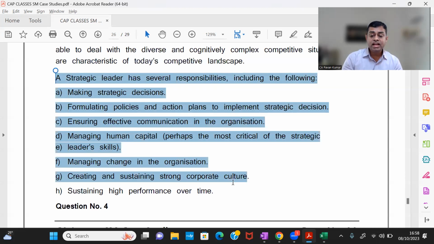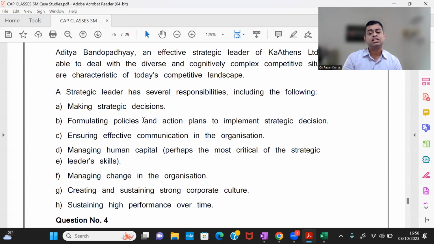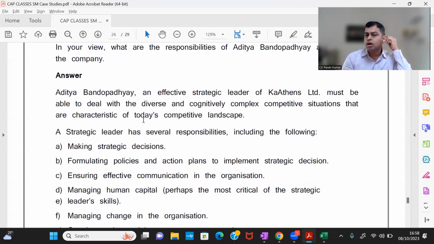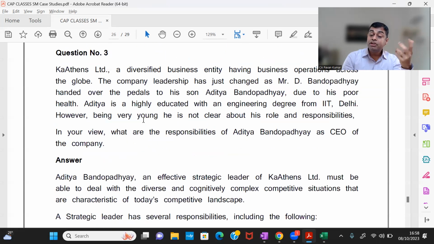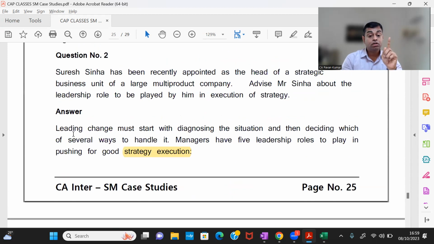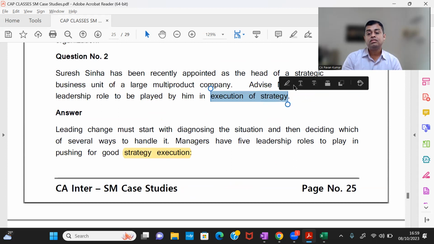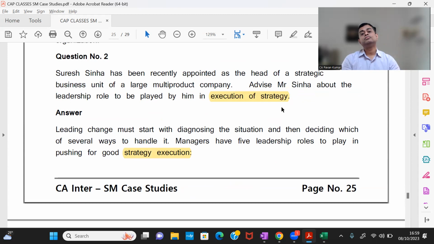So nothing is related to this particular case study, this particular scenario. It is a general question. They're asking you, what is the role of a strategic leader? What is the difference between question number two and question number three? Question number two is about responsibilities in the context of strategy execution. Please be careful. These are responsibilities. If you do not know, and if you write the same answer, you will not get marks.